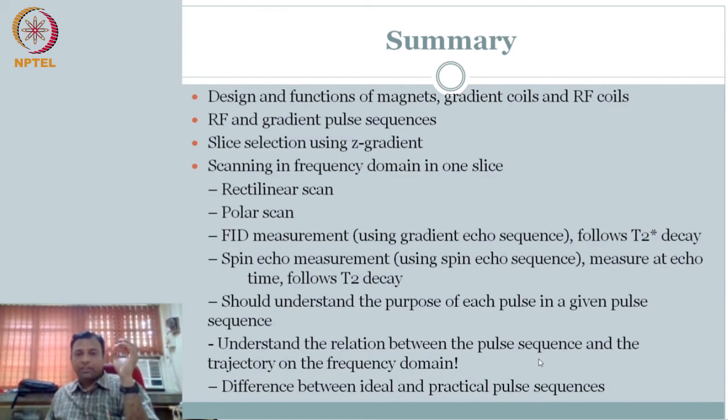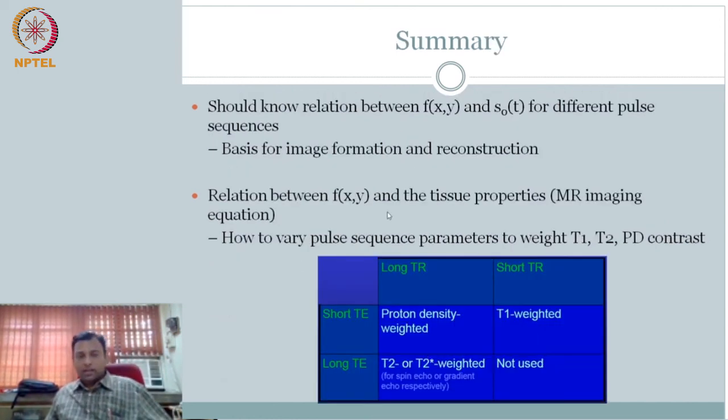Second is the relationship between the pulse sequence and the trajectory in the Fourier domain, right? The 1, 2, 3, 4, right? Polar sequence or rectilinear, how do you know? That sequence I would like for you to connect between the pulse sequence diagram and the trajectories in the Fourier domain. Of course, last is the difference between your ideal and practical pulse sequence, right? These three are very critical. If you understand that, you will understand why people rave about MRI as being a be-all end-all modality.